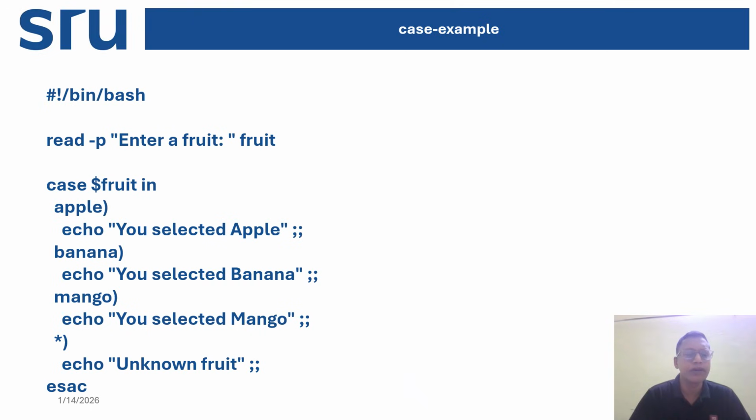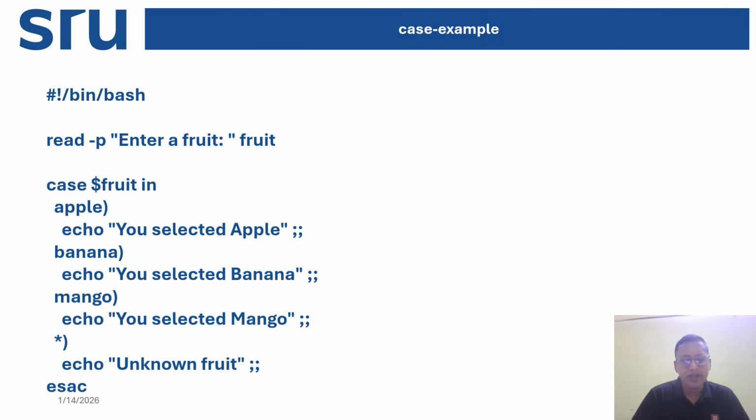Now this is a simple example. Read -p enter a fruit. You need to enter one fruit name, and that will be stored in the variable fruit. Now case dollar fruit in apple, echo you have selected apple, semicolon, semicolon. Banana, echo you selected banana, semicolon, semicolon. Mango, echo you selected mango, semicolon, semicolon. And star bracket, echo unknown fruit. When you have not given apple, banana, mango, automatically it gives an answer like unknown fruit. The last statement is esac.